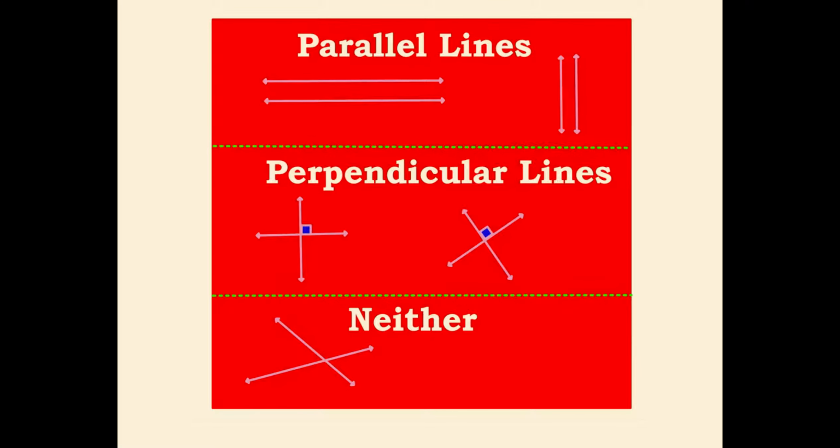Now, you close it back up. On the outside of the doors, you can put parallel lines, perpendicular lines, and neither. Okay, parallel lines, perpendicular lines, neither.